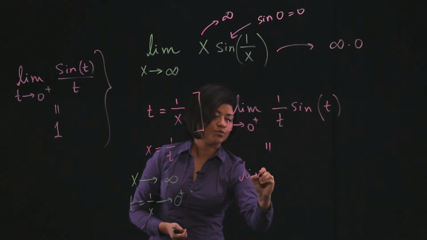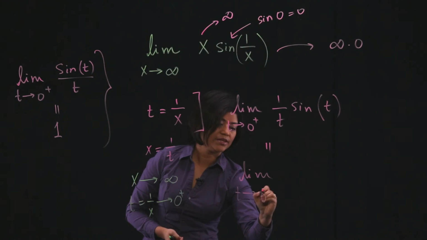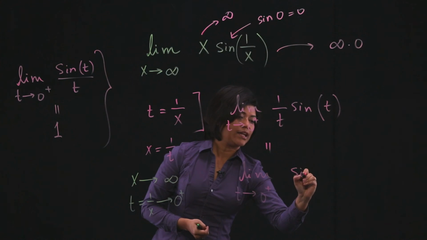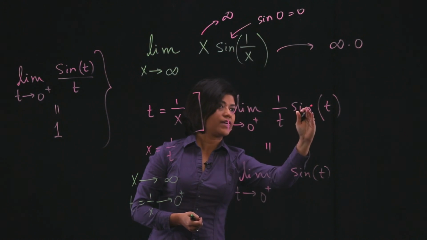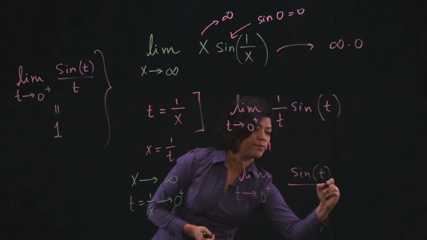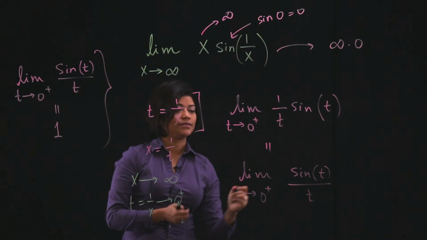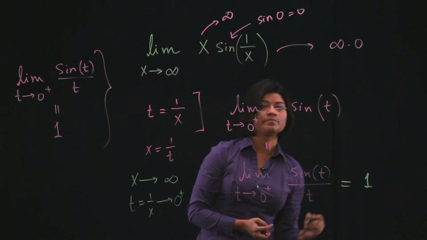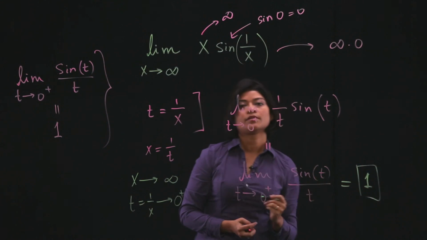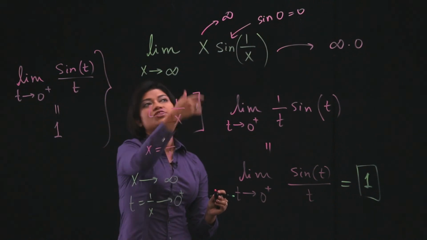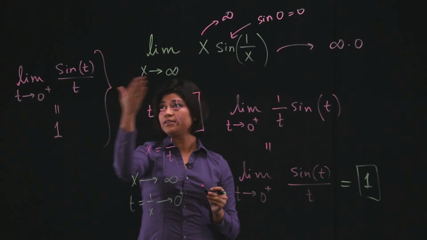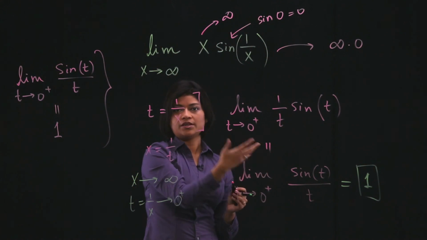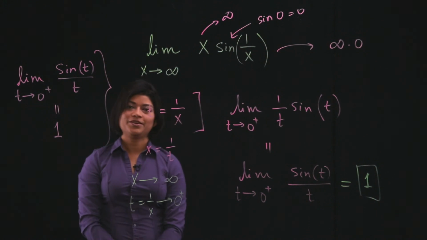So let's rewrite this one more time. This is the limit as t approaches 0 plus, and I'm rewriting the function: sine of t times 1 over t is the same as sine of t divided by t. And we know this is a special limit, and the answer is 1. So even though originally the function looks different than the special limit, it actually is the same function. And we can do that by a change of variable.